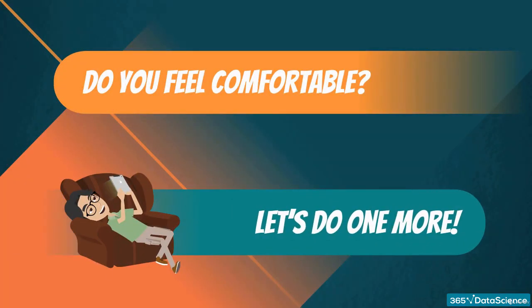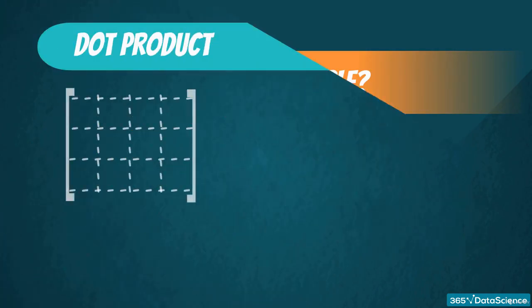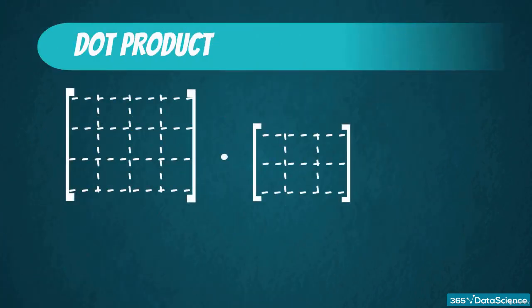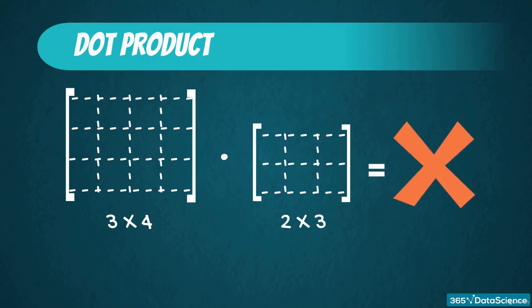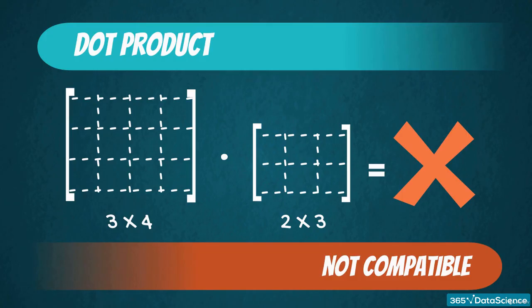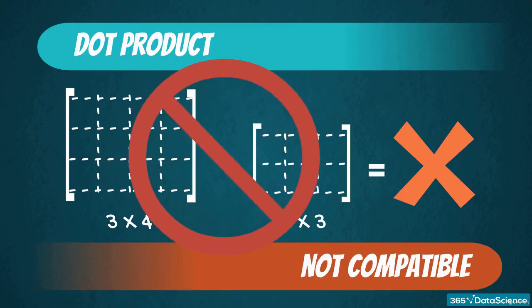Do you feel comfortable? Let's do one more. This matrix multiplied by that one. A 3 by 4 matrix times a 2 by 3 matrix. What will the dimensions of the output matrix be? 3 by 3, no? Wait. It's not 3 by 3. In fact, it's nothing. The two matrices are not compatible. It is very important to remember that more often than not, you will not be able to multiply two matrices. So, please take good note of the shapes.